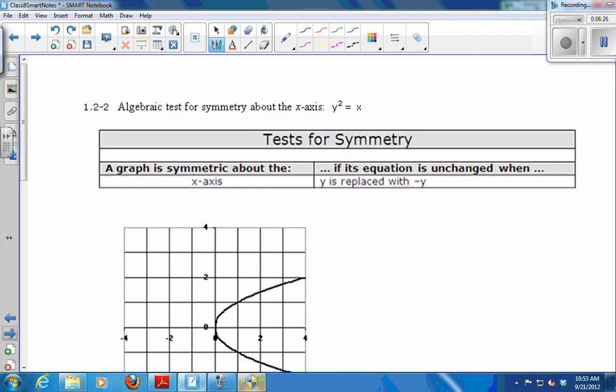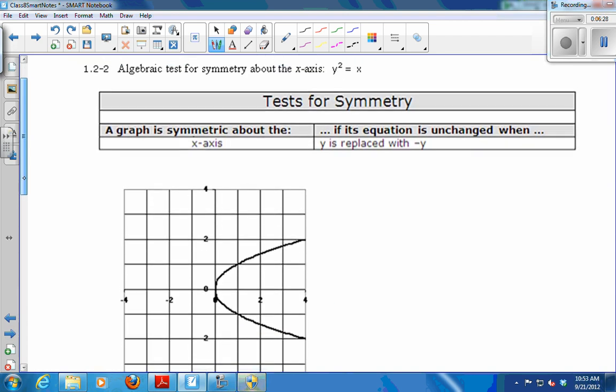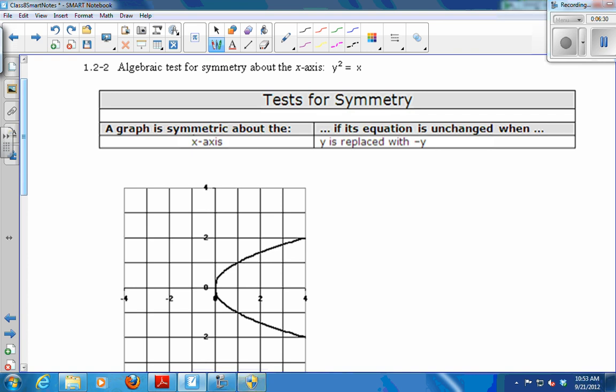Okay, so let's look at an x-axis one. Here I have the equation y squared equals x. I graphed it, or I had a computer graph it for me. It definitely looks like it has x-axis symmetry, so I'm going to confirm it with an algebraic test.